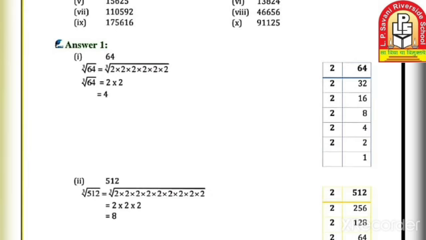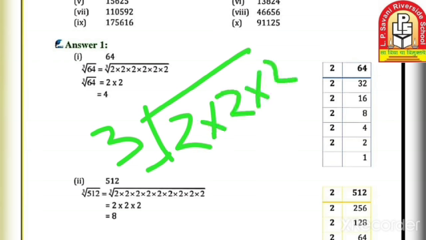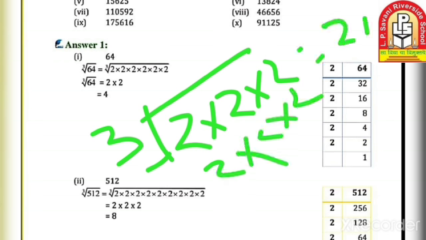Okay, so 2 2 2 and 2 2 2, in this way we get two groups of three 2s. 2 is 3 times multiplied and another 2 is also 3 times multiplied with each other. So here, this is the sign of cube root. The cube root of these two groups is written as 2 multiplied by 2.